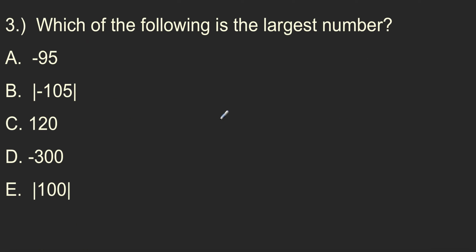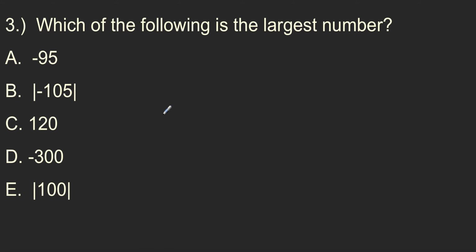Let's take a look at one more, number 3. Which of the following is the largest number? Again, they're throwing in some absolute value here, and they're throwing in some numbers that look large but have negatives in front of them. So remember that the farther away from 0 to the left it is, the smaller it actually is.